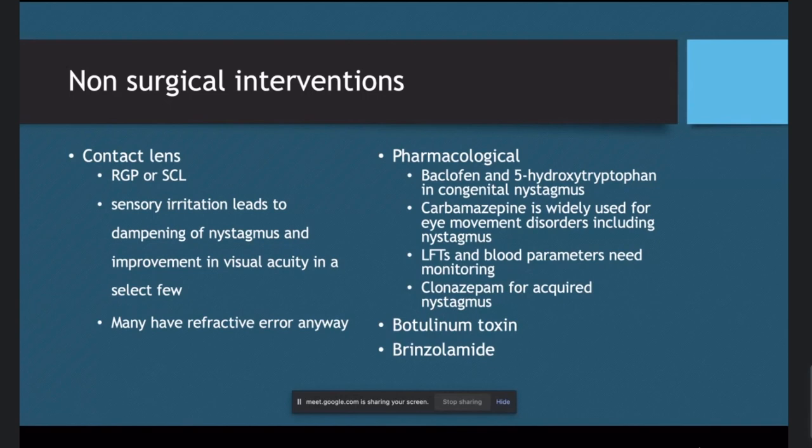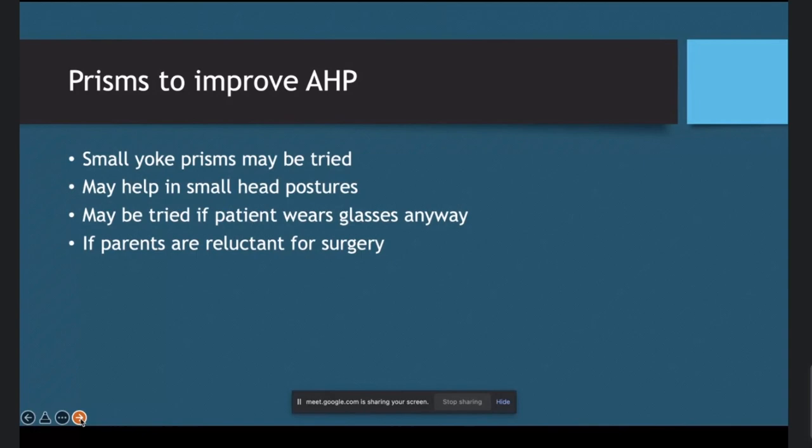Clonazepam sometimes for acquired nystagmus. Botulinum toxin has been used also. Brinzolamide is the new kid on the block, which we've been using for 4 or 5 years now. It is the same brinzolamide as in glaucoma, the same one. It is supposed to increase the foveation time. I have a few patients on it, and a few of them were happy, some were not happy. The ones who are happy are continuing.